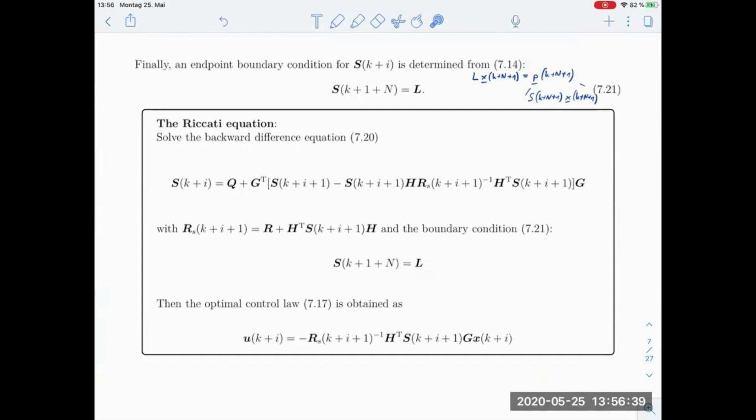So by solving this backwards iteration, starting at the last point in time here, setting it to L and letting it evolve over time until you're at the beginning of your horizon, then you can use this S k plus 1 that you had just one step after k, and you can evaluate u.